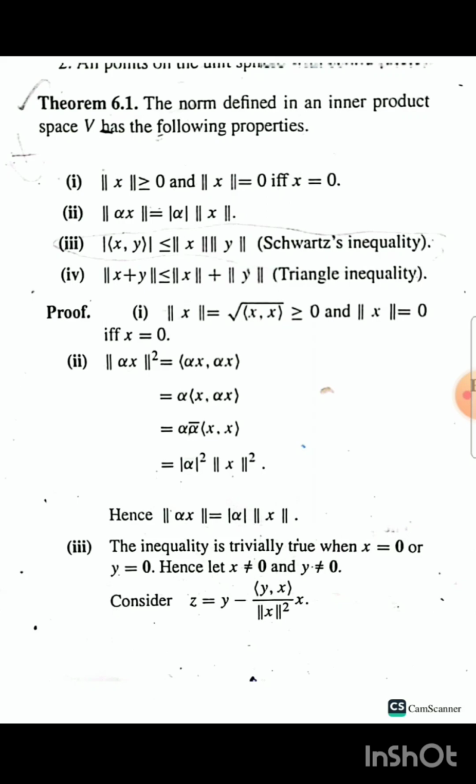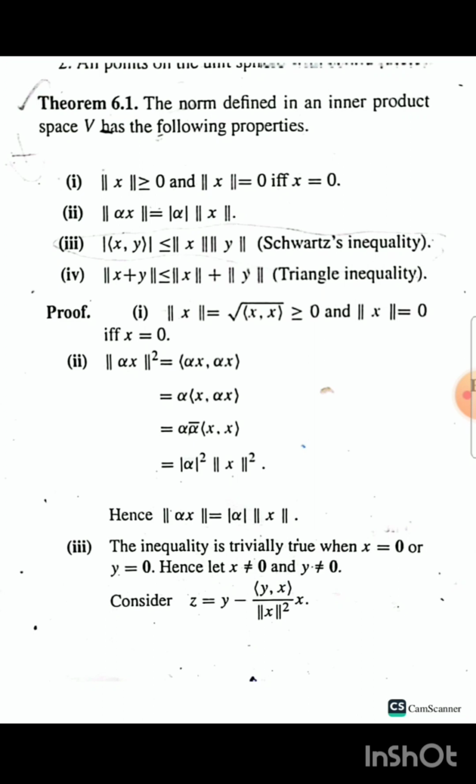The first one, the norm of x, we can write as the root of the inner product of x comma x, by the definition of the norm. The root of the inner product of x comma x is greater than or equal to 0, and the norm of x is equal to 0 if and only if x is equal to 0. Hence the first one is proved.